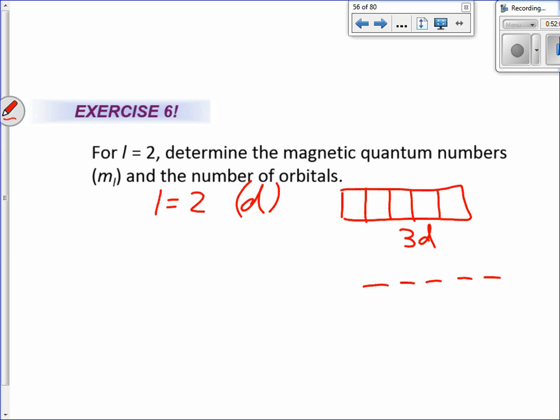Some people draw them with the lines like that. So if you're in l equals 2, you're in a d. A d has 5 boxes or 5 lines, so you're going to have 5 orbitals. Like remember, 4 of them were those clover leaf shapes, and one had the weird donut-looking thing. So that would be what you would put there for a question like that.